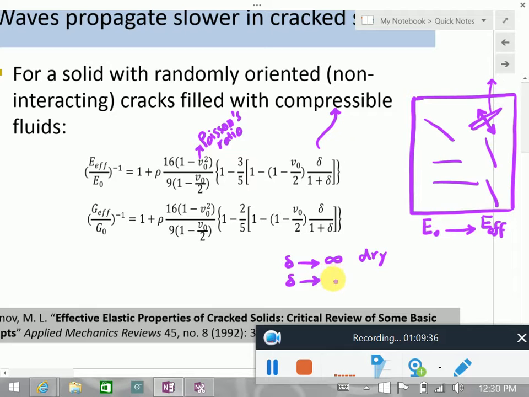Now, if delta goes towards 0, it means that the cracks cannot be opened. They're constrained, as if they are filled, for example, with an incompressible fluid like water. Okay. So we can think about it as saturated cracks.